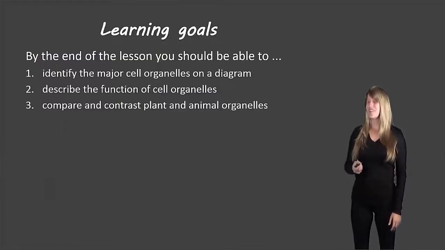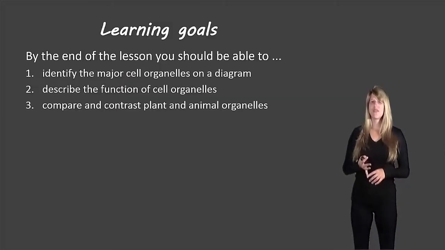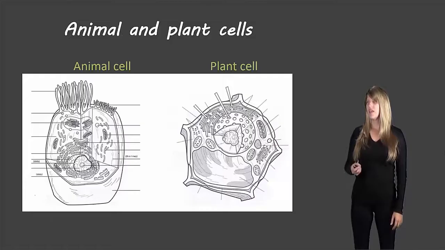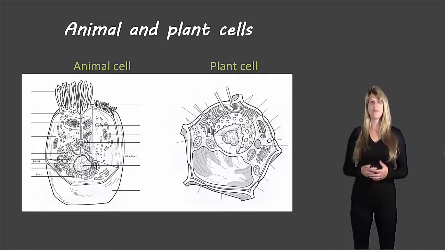So we have 3 learning goals for today: to identify the major cell organelles on a diagram, to describe the function of these organelles, and to compare and contrast plant and animal organelles. So which organelles are in plants, which ones are in animals, and which ones are in both. These are the diagrams that we'll be using today for plant cells and for animal cells.